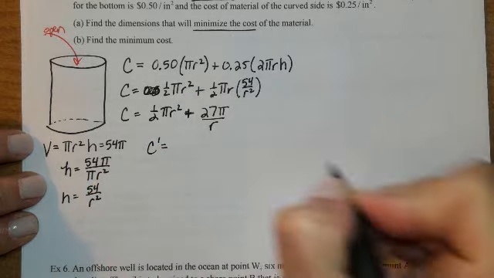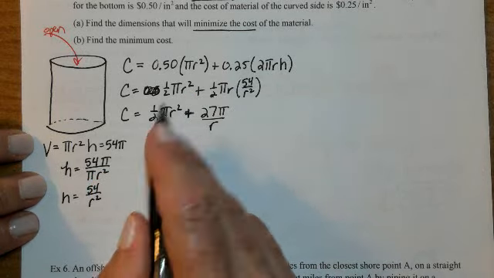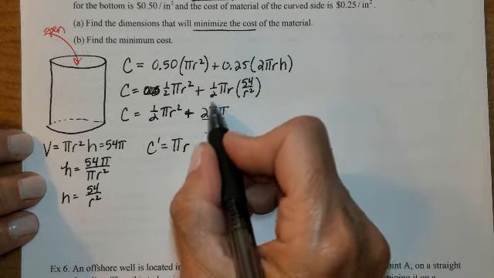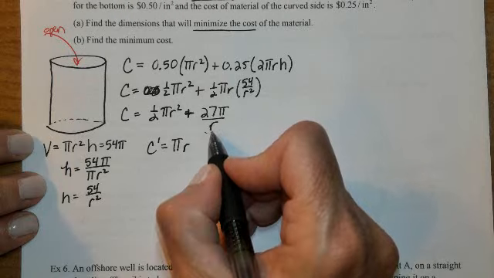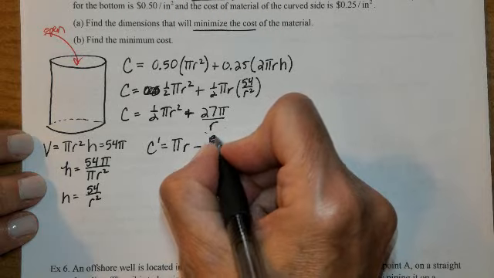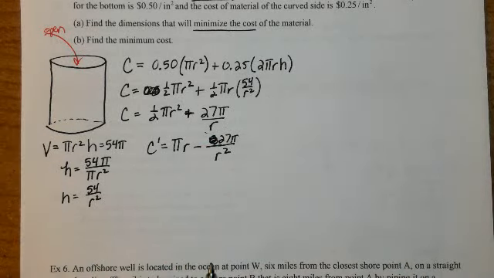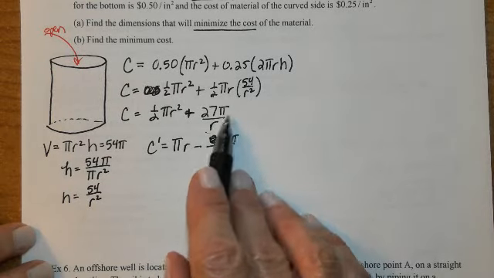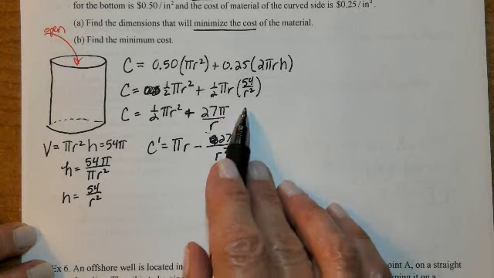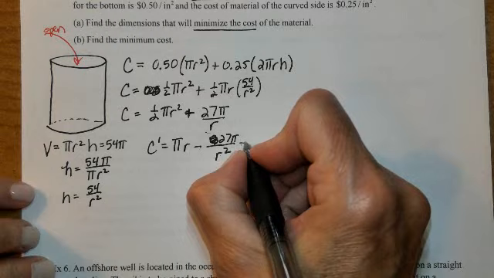C prime is equal to, okay, 2 times 1/2 is 1, pi r to the first. So what's the derivative of any constant divided by r? Minus that constant, 27 pi over r squared, right? You can think of this as r to the -1, so it would be minus 27 pi r to the -2, right? So it's negative 27 pi over r squared. Set that equal to 0.